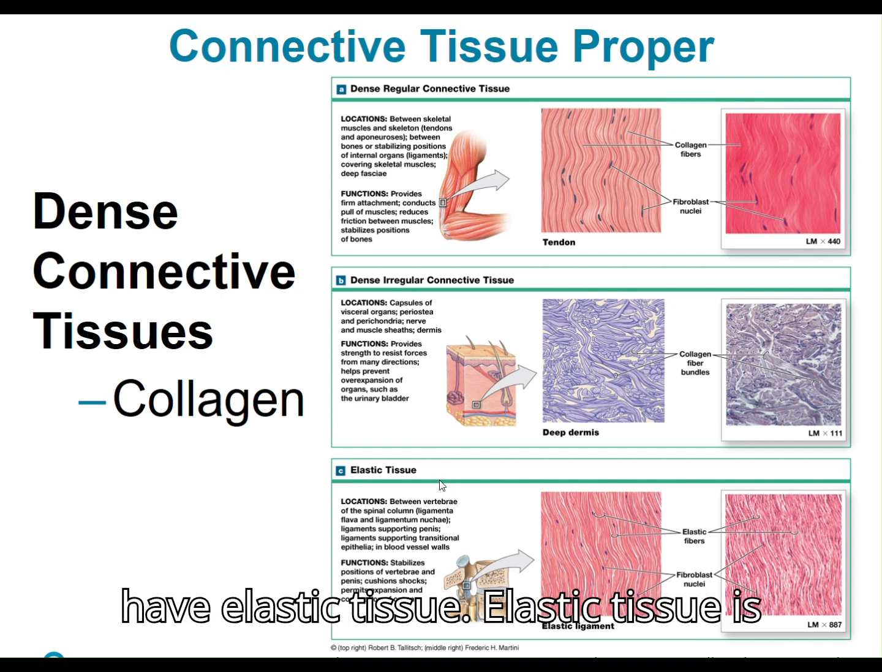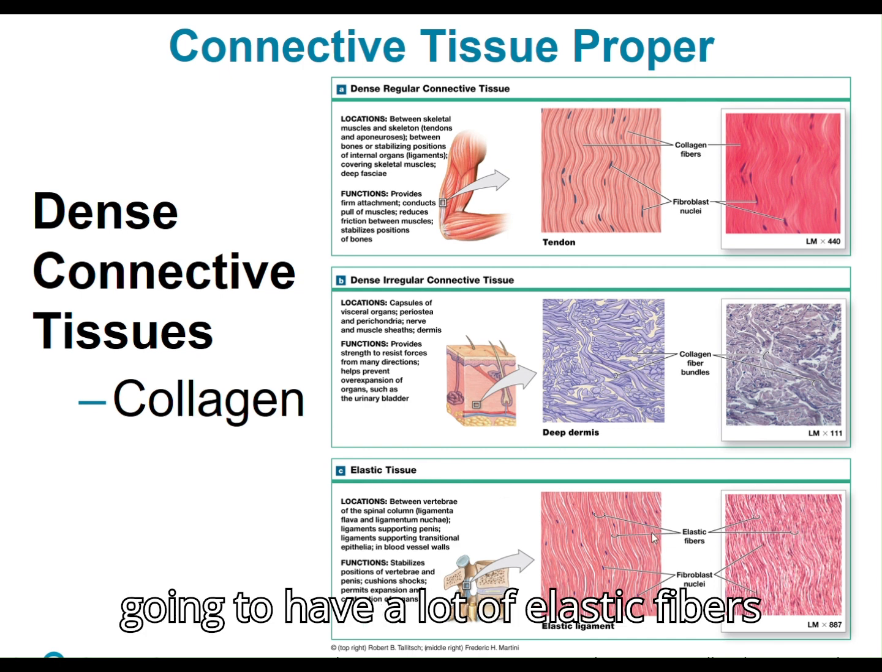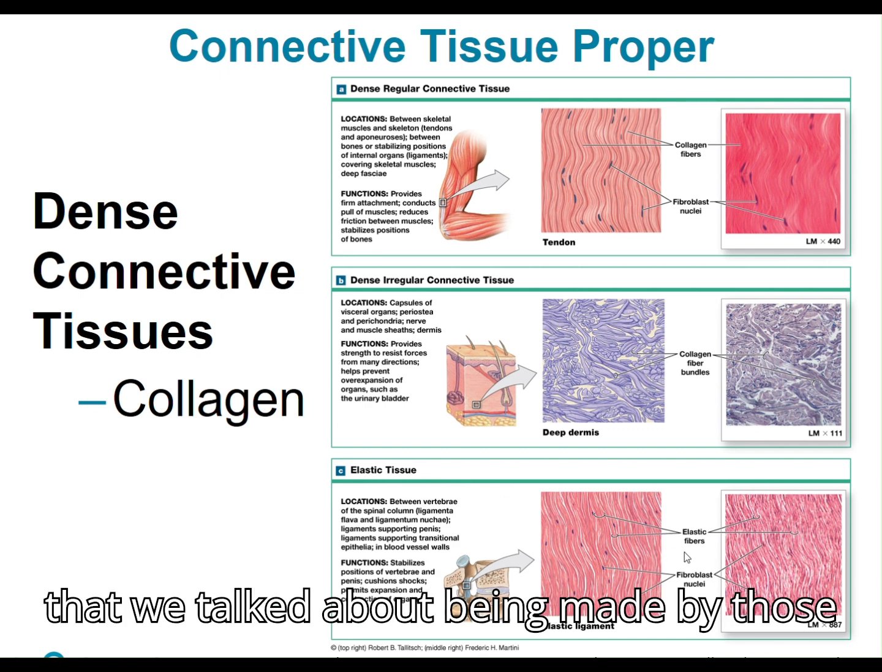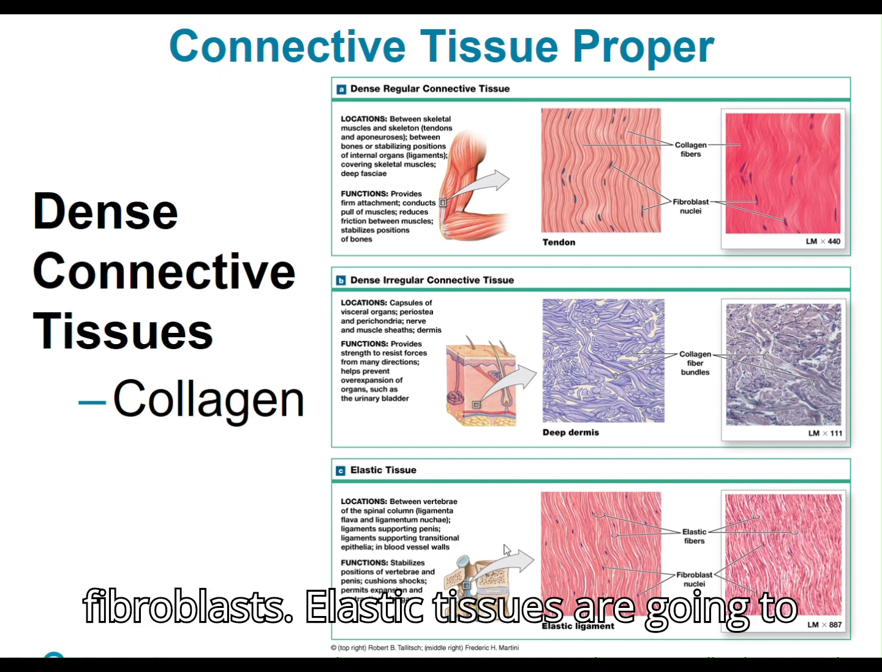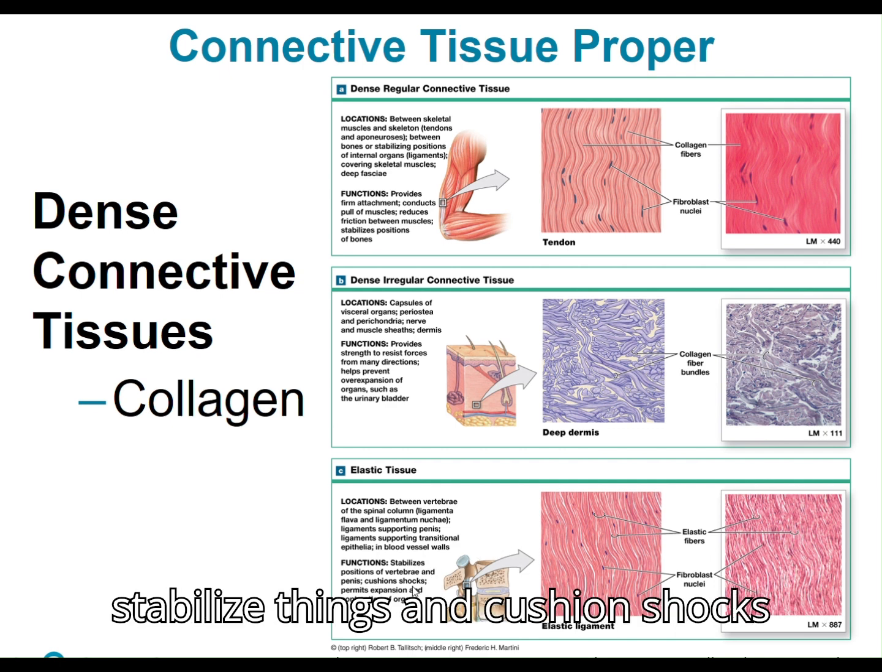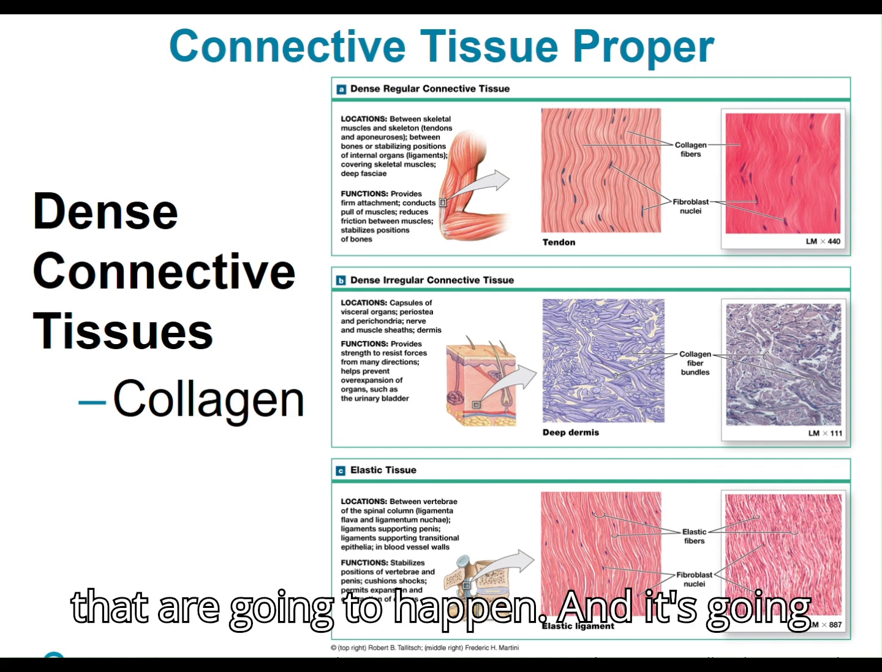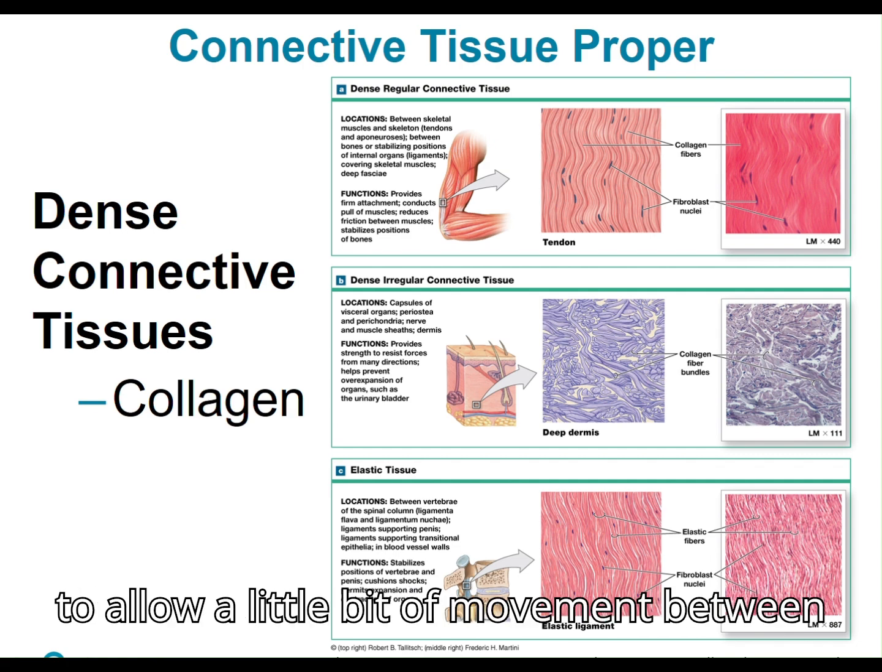And then we have elastic tissue. Elastic tissue is going to have a lot of elastic fibers that we talked about being made by those fibroblasts. Elastic tissues are going to stabilize things and cushion shocks that happen. And it's going to allow a little bit of movement between certain things.